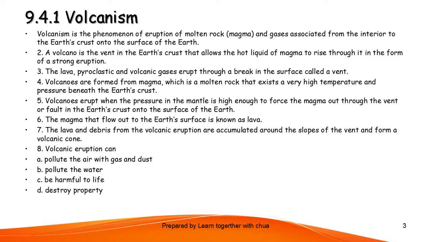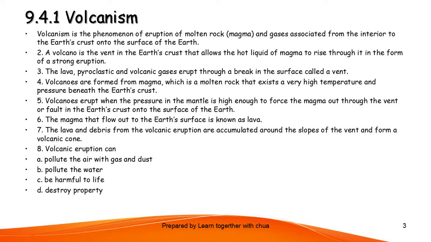Volcanoes are formed of magma, which is molten rock that exhibits very high temperature and pressure beneath the Earth's crust. Volcanoes erupt when the pressure in the mantle is high and forces the magma out through the vent or barrier in the Earth's crust and to the surface of the Earth. The magma that flows out to the Earth's surface is called lava. The lava and debris from the volcanic explosion are clustered around the sides of the vent and form a conical cone.